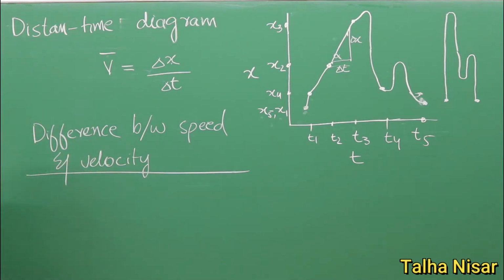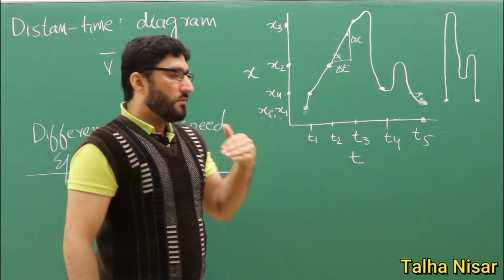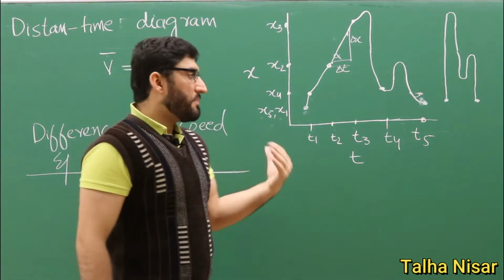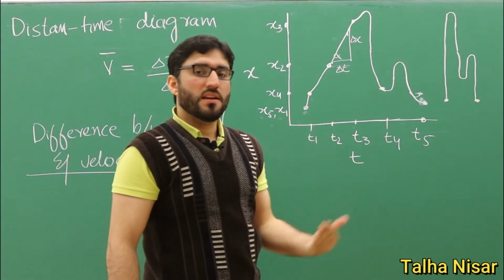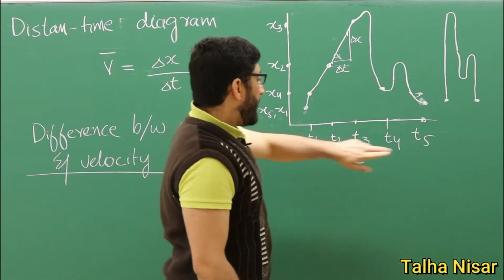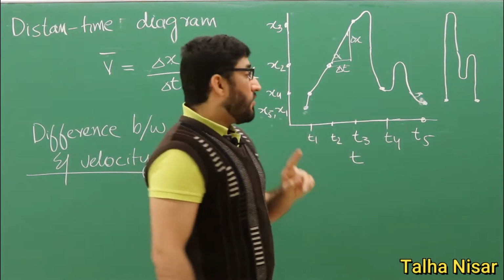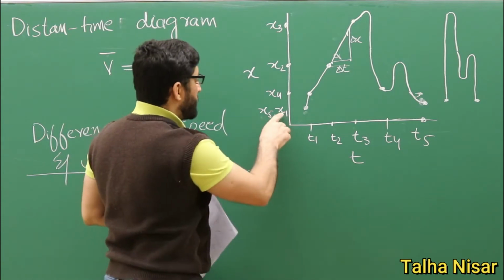We want to know the difference between the velocity and the speed. If you look at the velocity, as we just discussed in our previous example when we talked about motion in one dimension, the velocity between t1 and t5 is 0. Why? Because the displacement is 0, because x1 and x5 are the same.